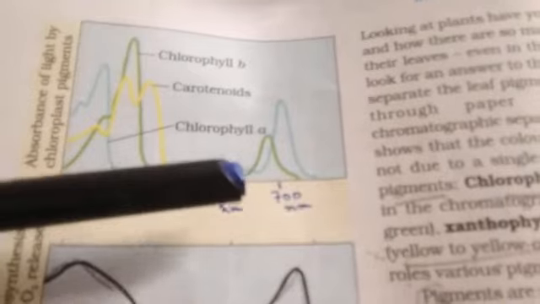Now if we go on to chlorophyll B, we will see it is about 480 to 500, clear here, and here it is around 680 to 700. Now if we go on to the carotenoids, that is carotene and xanthophyll, this yellow line is for carotene and xanthophyll, which ranges about 400 to 500. Now these are the various absorption spectra of the various pigments which we have discussed earlier.